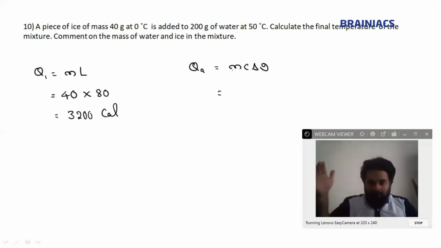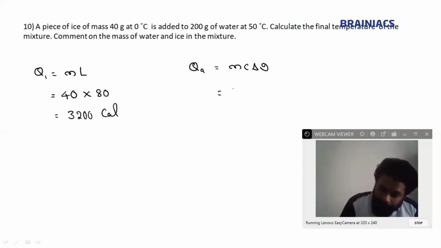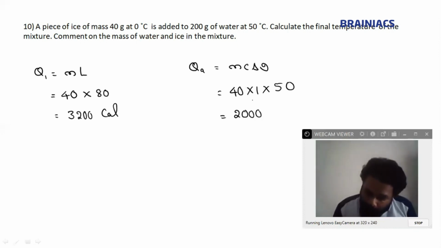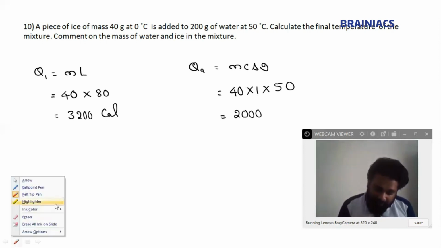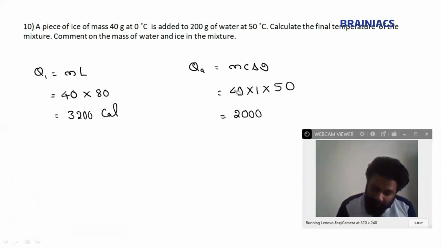It can come like this. So 40 into 1 into 50. So this is actually 2000, sorry, 40 into 50 into, oh, I'm sorry, that side the mass of water is how much? 200.